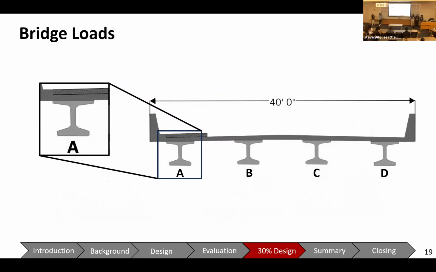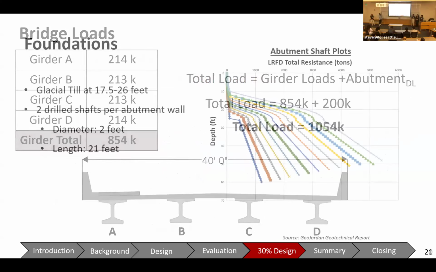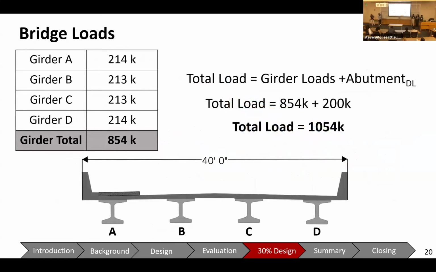In order to determine the diameter of the drilled shafts we use, we've had to take into account the loadings and weights applied to our bridge. We did this by analyzing each individual girder, and shown here is a sample calculation of girder A. First, we found all the components of the reactions, and we plugged all of these into a load combination factor equation, and the components include the weight of the concrete, the wear and utilities, truck loadings, as well as lane loadings. With this, we are able to find that girder A had a total loading of around 214 kips.